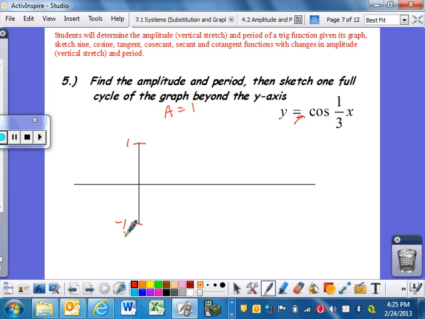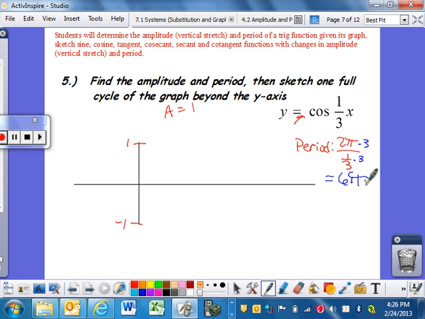I have a b value. So with cosine, the original period, so to find my new period, I go 2 pi divided by my b value. In this case, it's 1/3. Okay, some of us look at that and say, hey, I need to have 1/3 of the length. It's backwards. Okay, we have to divide by 1/3, which means that's like multiplying by the reciprocal. My new period is 6 pi. 1 cycle of cosine in 6 pi units.